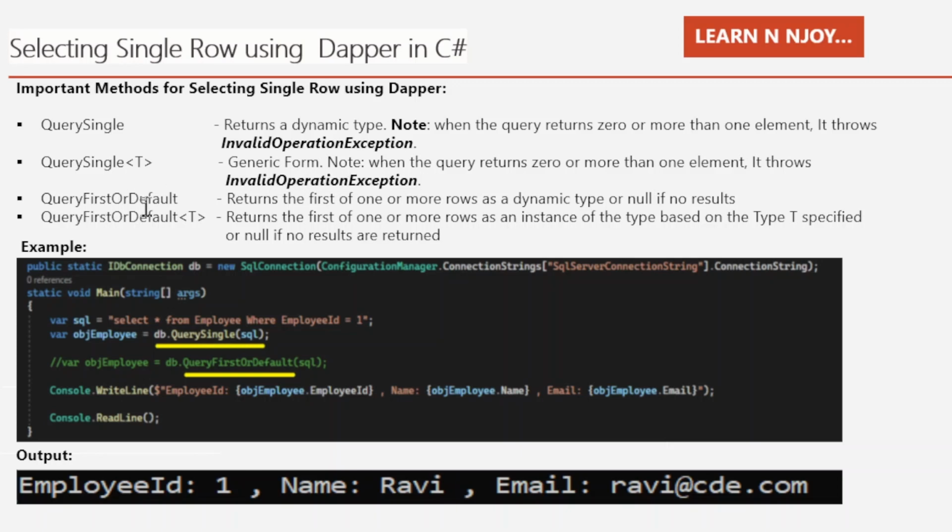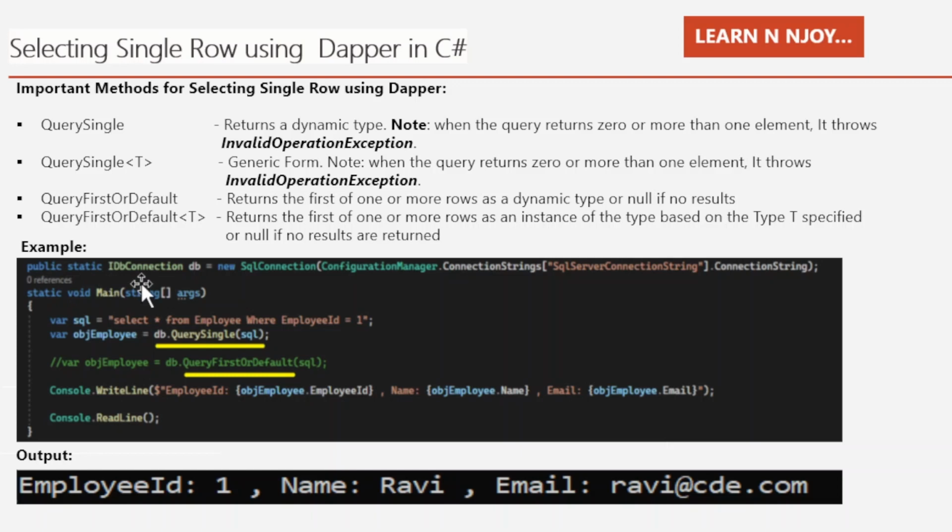right? QueryFirstOrDefault returns the first of one or more rows as a dynamic type, or null if no results. So there is no InvalidOperationException over here. It is just going to return null if there are no results. Okay. QueryFirstOrDefault<T> returns the first of one or more rows as an instance of the type based on the type T specified, or null if no results are returned. Let's see the example shown over here to understand it better.